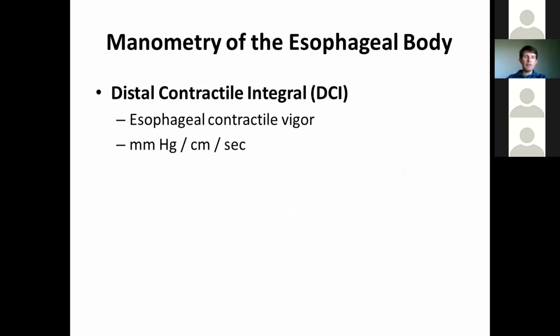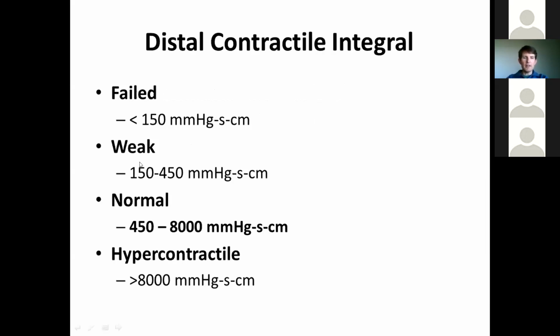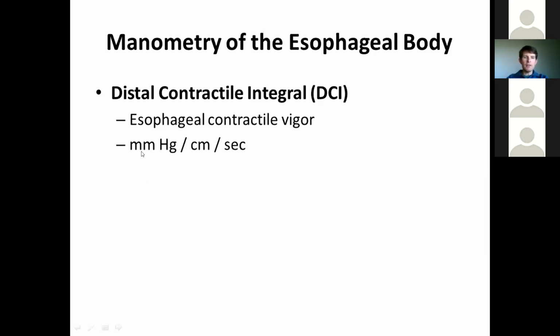Now I want to transition into the manometry of the esophageal body, and there are three different pieces of information that you need to understand, again, to come up with a diagnosis based on the Chicago classification. So the first is the distal contractile integral. In its basic form, this is just how strongly the esophagus contracts in the lower portion of the esophageal body. It has this funky unit of millimeters of mercury per centimeter per second, and that just comes with the calculation that's performed by the manometry software program.